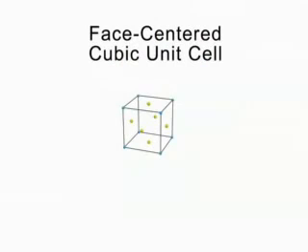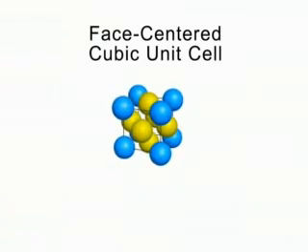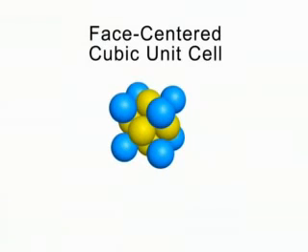The face-centered cubic unit cell has a particle at each corner and in each face, which are colored yellow here, but none in the center. The corner particles don't touch each other, but each corner does touch a particle in the face, and those in the faces touch each other as well.